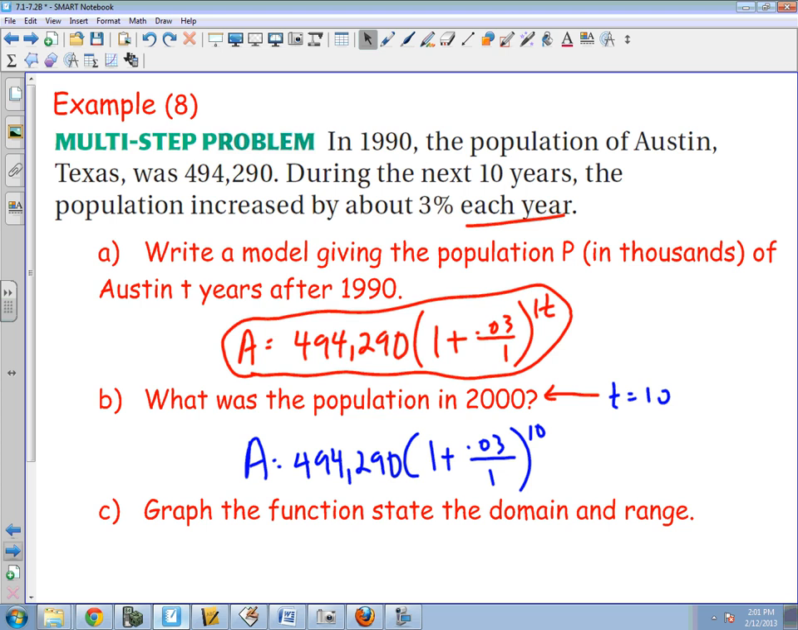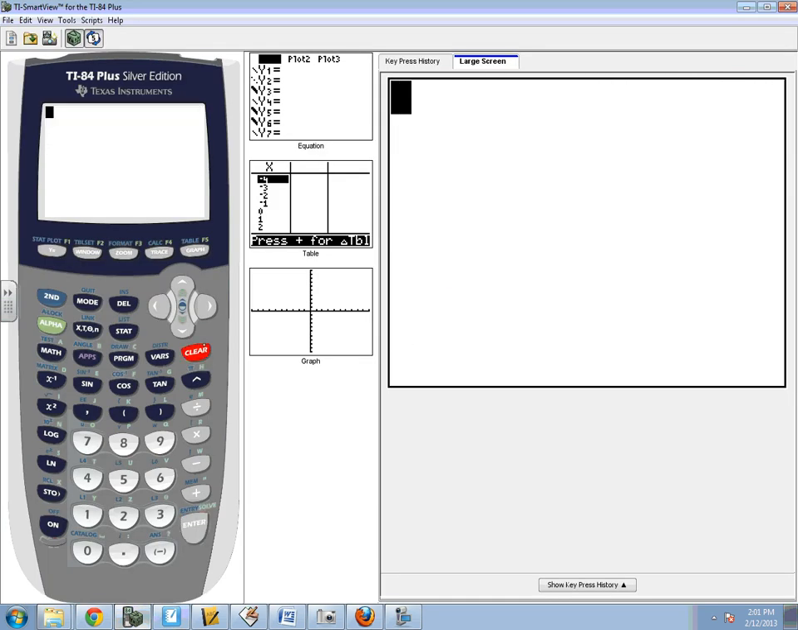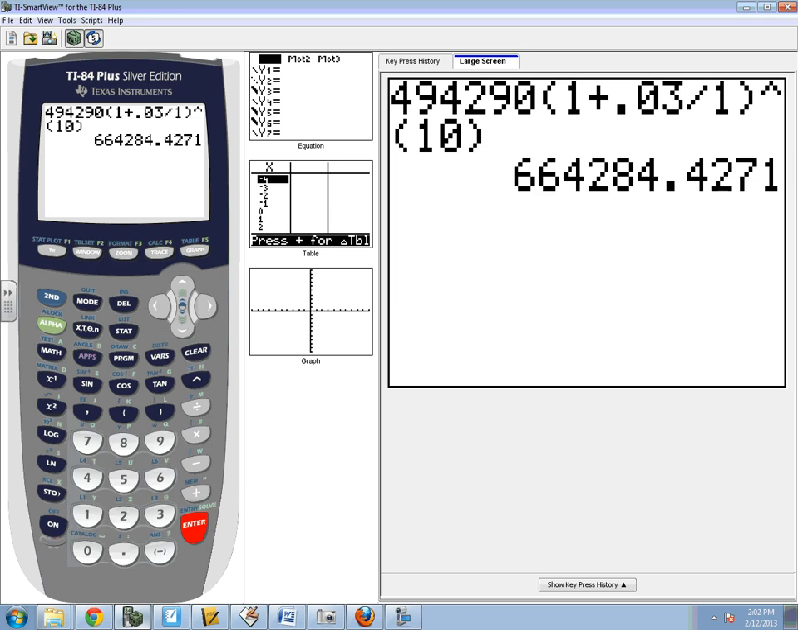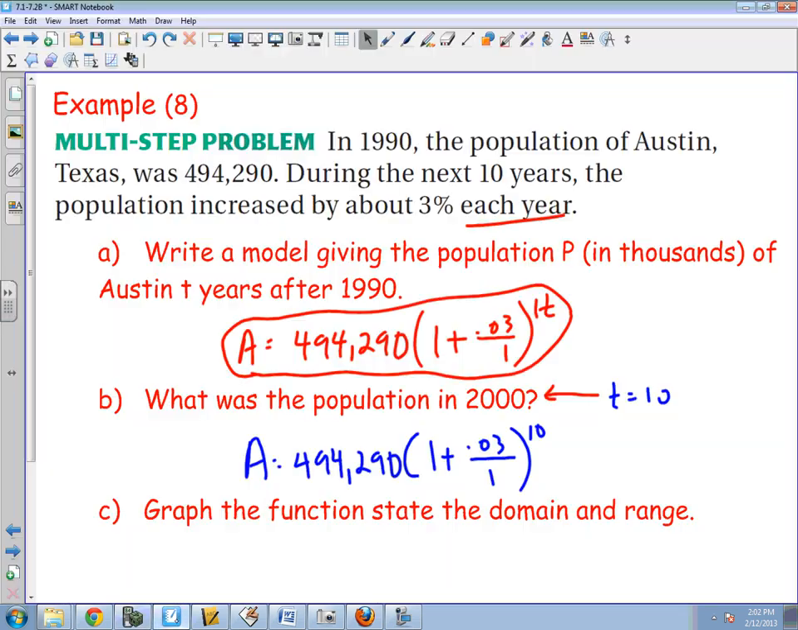So 494,290 times (1 plus 0.03) over 1, to the 10th power. All right, so that's what you should get, and this will tell you the population. So about 664,284. We're just going to cut it off there. 664,284. Is that right? 664,284. Okay.